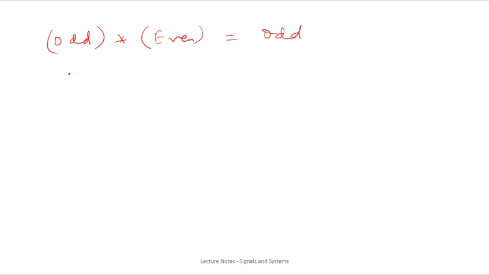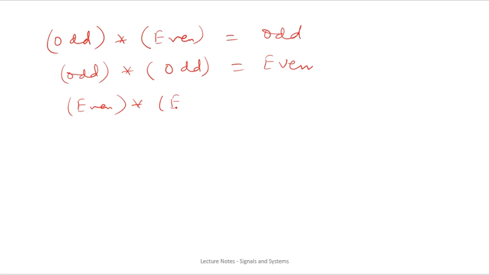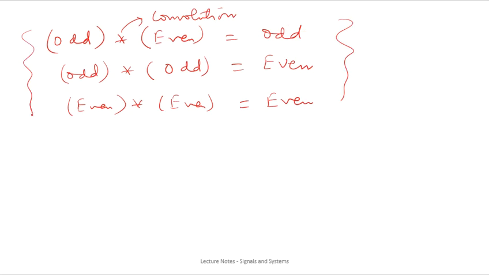Similarly, if both signals are odd functions, then the convolution of these two odd functions should result in an even function. Or if both the signals are even functions, then also their resultant should be an even function. Here this operation represents the convolution operation. So these are some extra things which you may know.